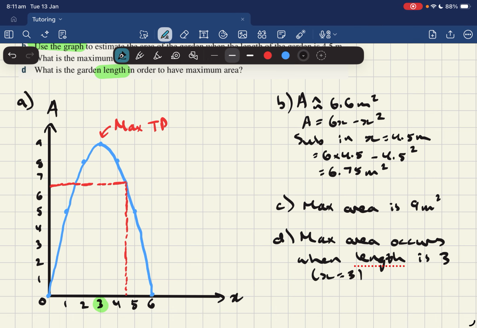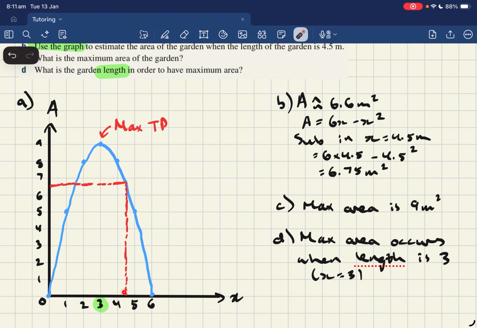So we are applying this to a problem, and we're drawing our quadratic, and we're using this to identify the max area, and we can use the function to approximate other things. So we can find, for example, the area when the length was 4.5. We could find the area when the length is 0.5. We can approximate anywhere along this graph as well.